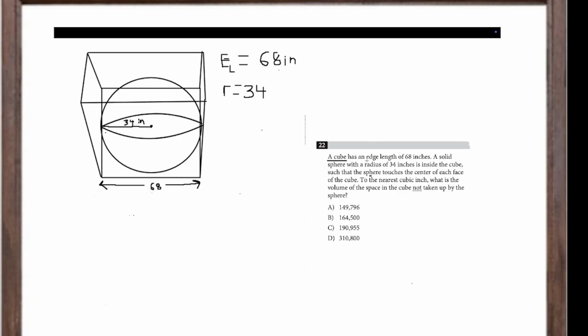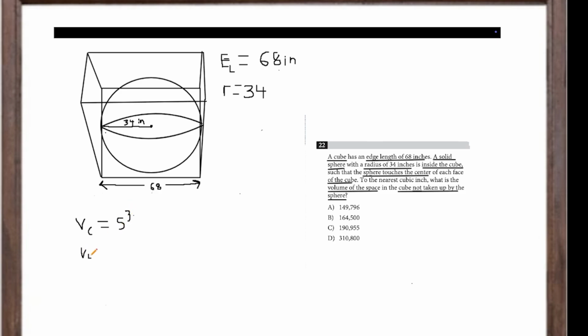So here we have a 3D problem. The question states a cube has an edge length of 68 inches. A solid sphere with a radius of 34 inches is inside the cube, such that the sphere touches the center of each face of the cube. To the nearest cubic inch, what is the volume of the space in the cube not taken up by the sphere? So here I already have my diagram labeled. We have our edge length as 60 and our radius is 34.